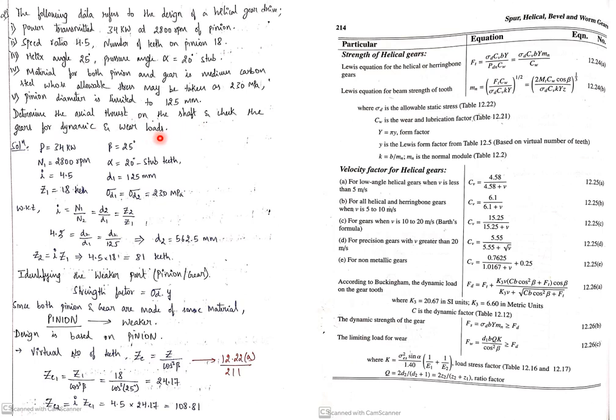Now in this problem, the procedure remains the same as that of the previous problem. Since the materials are the same, we need to consider the pinion in the design calculations. We know Z1 is given, so based on the velocity ratio, you can calculate the number of teeth on the gear. Simultaneously, you need to calculate the virtual number of teeth, ZD1 and ZD2.